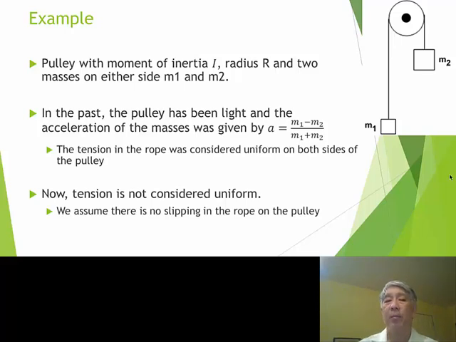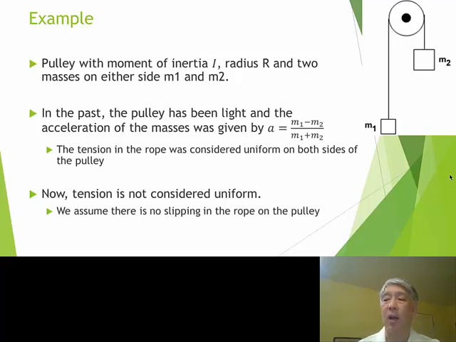Now I have a pulley with a moment of inertia I, radius r, and two masses on either side, m1 and m2. In the past, the pulley has been light, and the acceleration of the masses was given by the difference of the masses divided by the sum of the masses. The tension in the rope was considered uniform on both sides of the pulley. Now, tension will not be considered uniform, and we have to take into account the rotational action of the pulley. We will assume there is no slipping of the rope on the pulley.